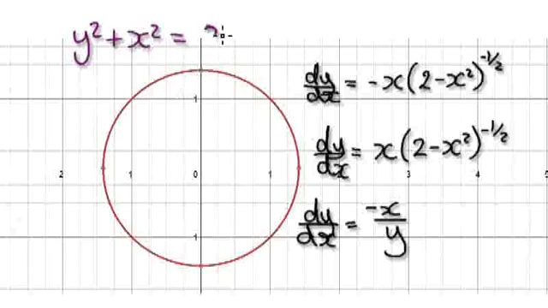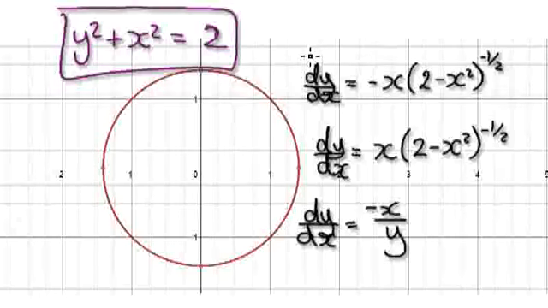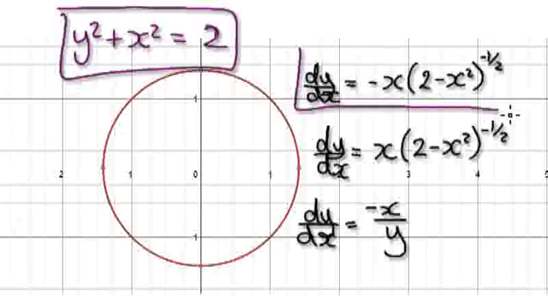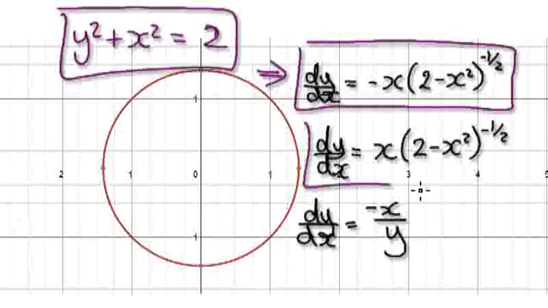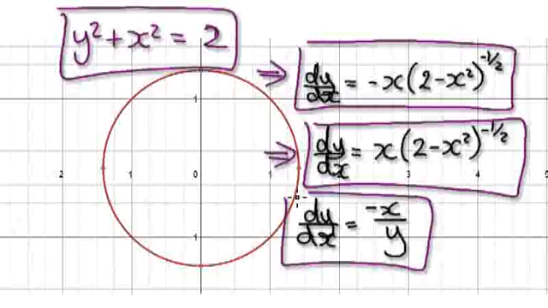Equals 2 here. We started out with this equation here. Now, our old method was to do it explicitly. This here was our old method. This here was a positive version. This here is a negative version. And then this here is our implicit version. This here is our new technique.